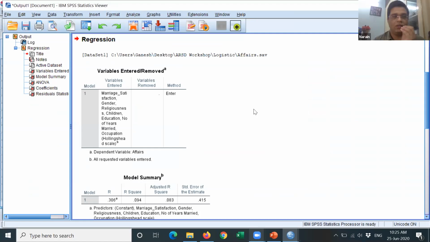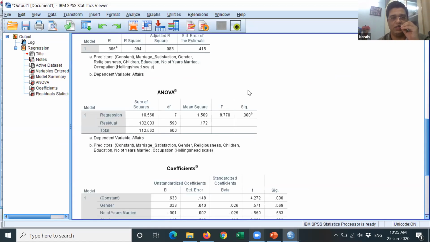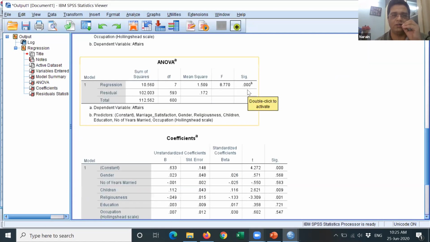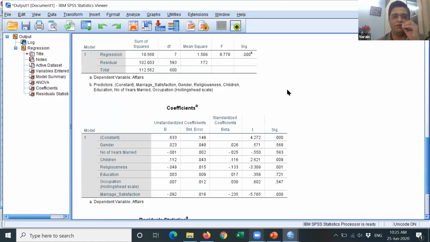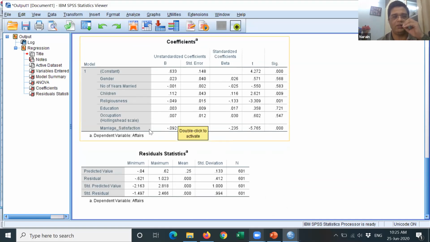Okay. So what I have here is a simple regression model where the R square is 0.094. Your ANOVA tells you that yes, the model is somewhat a good fit. It has a significant value. And these are the various coefficients which we have estimated. My dependent variable is affair, and we find that gender is not significant.